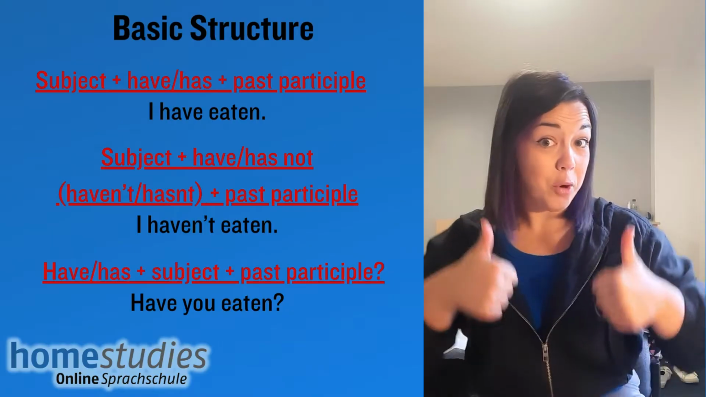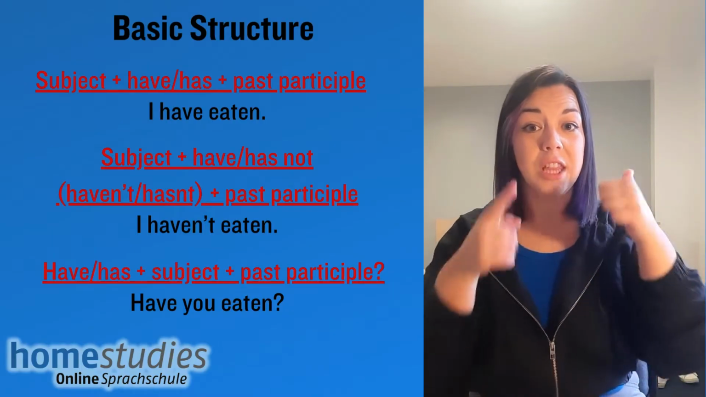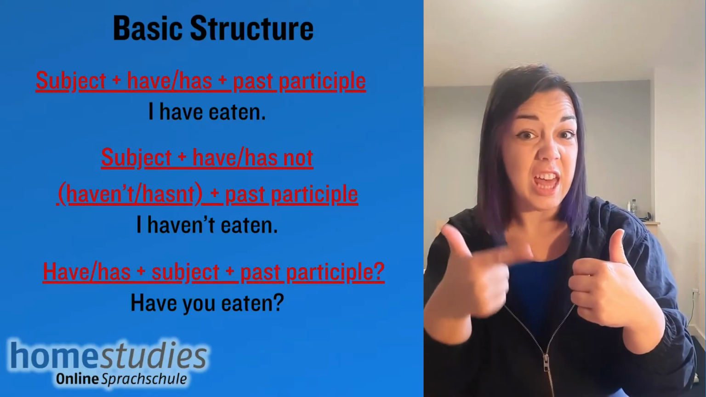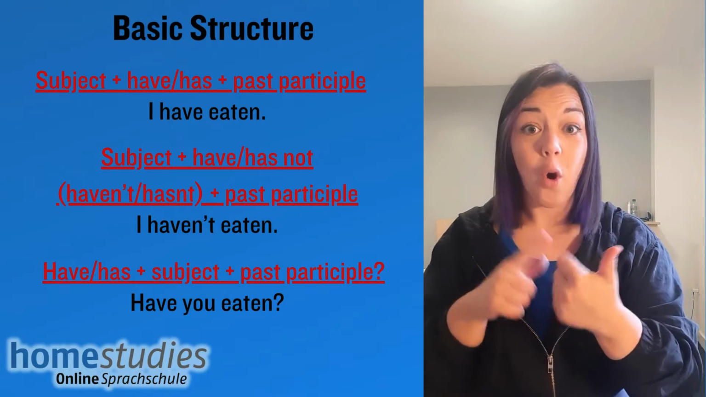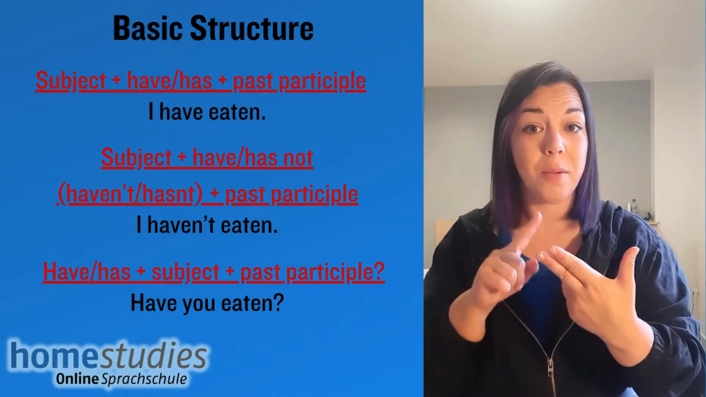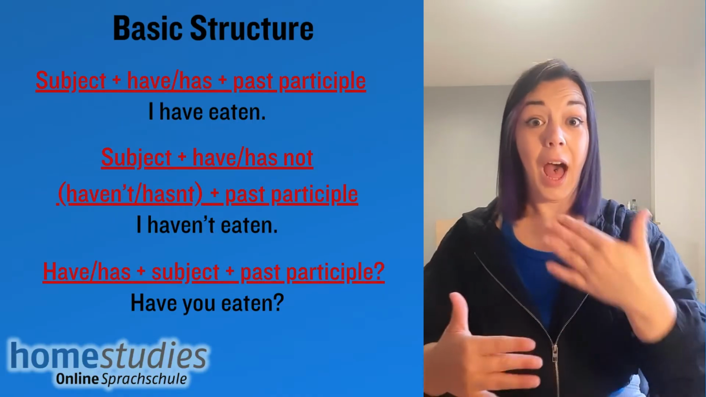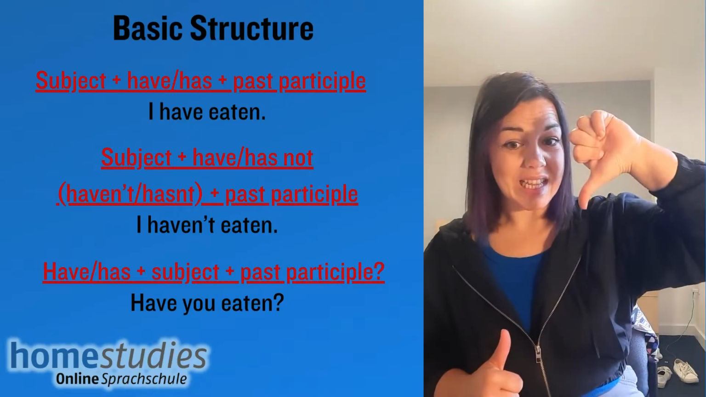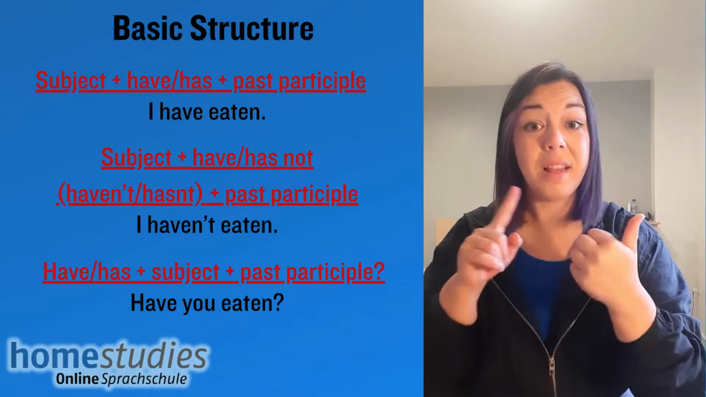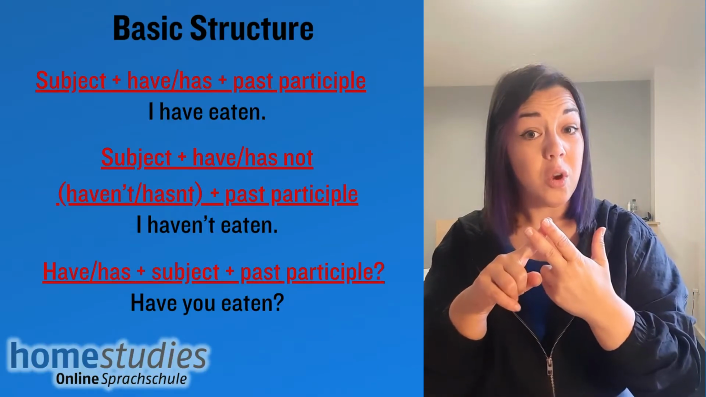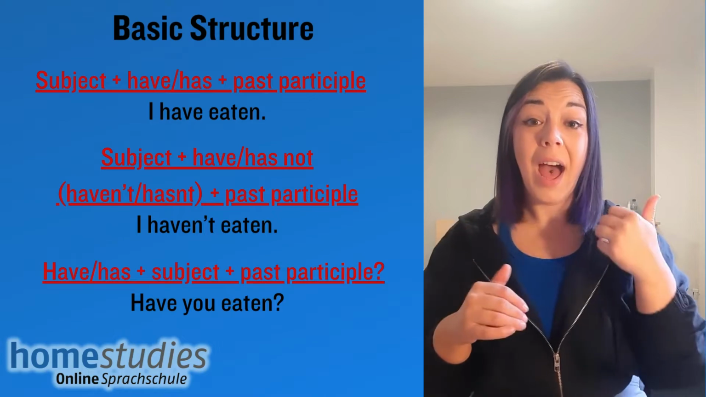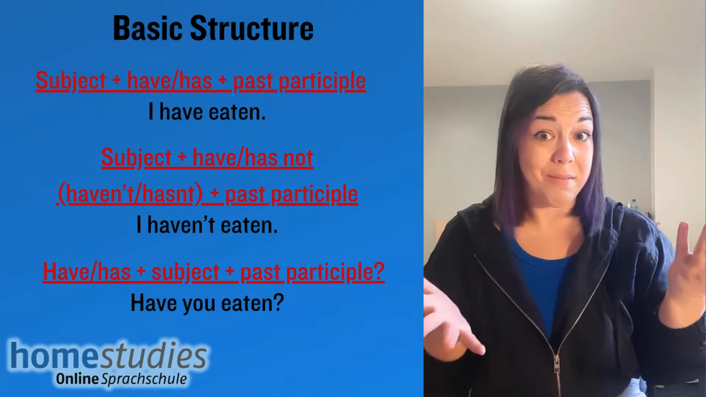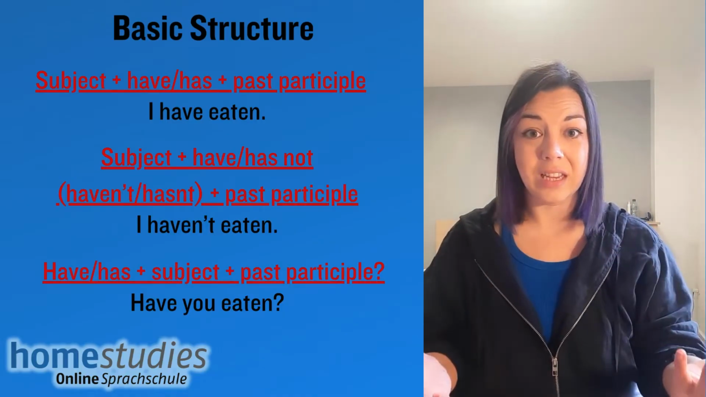For affirmative or positive phrases, we use the subject, usually a pronoun, I, you, we, he, she, they, or it, plus have or has, and the past participle. For example, I have eaten. For negative sentences, we use the subject, plus have not or has not, which in the abbreviated form would be haven't or hasn't, plus the past participle. For example, I haven't eaten.